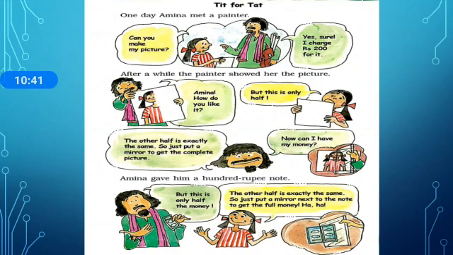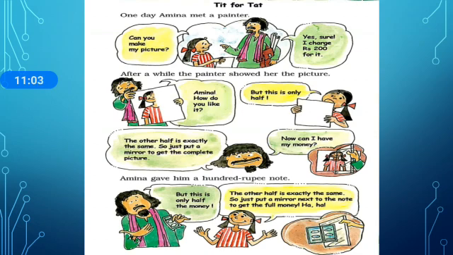Amina said, "But this is only half." The painter said, "The other half is exactly the same. So, just put a mirror to get the complete picture." After this, he said, "Now, can I have my money?" Amina gave him a 100 rupee note.